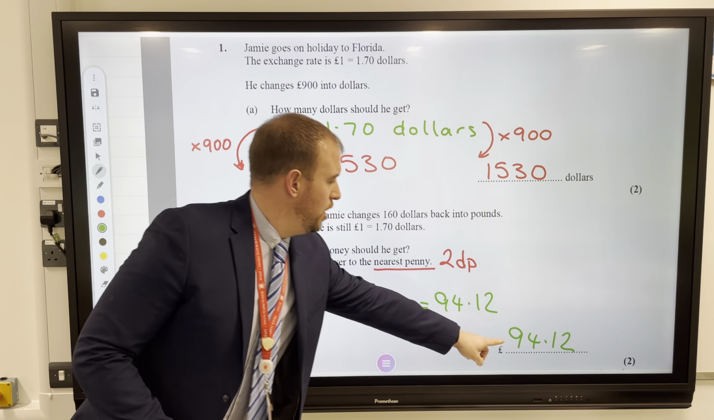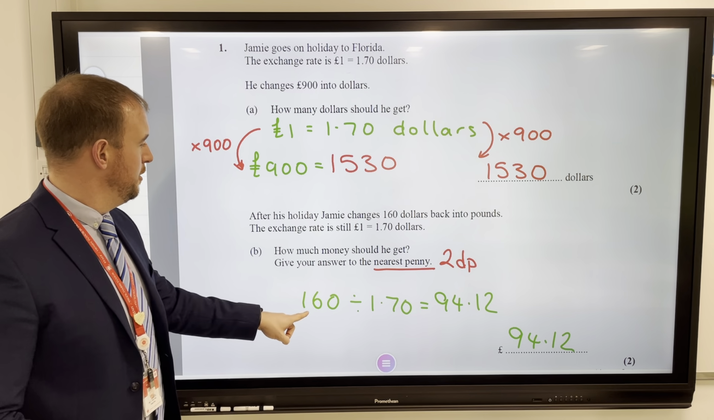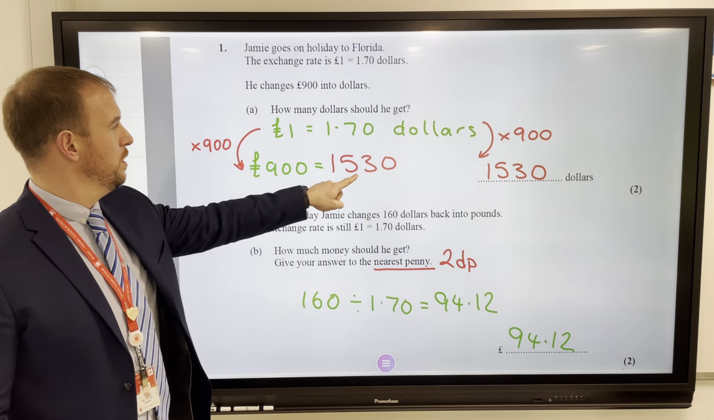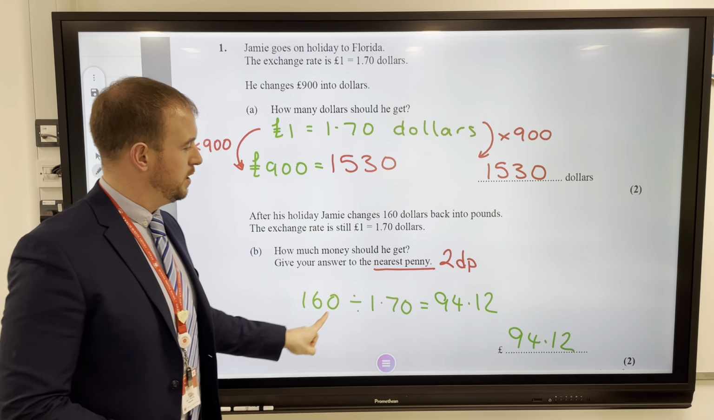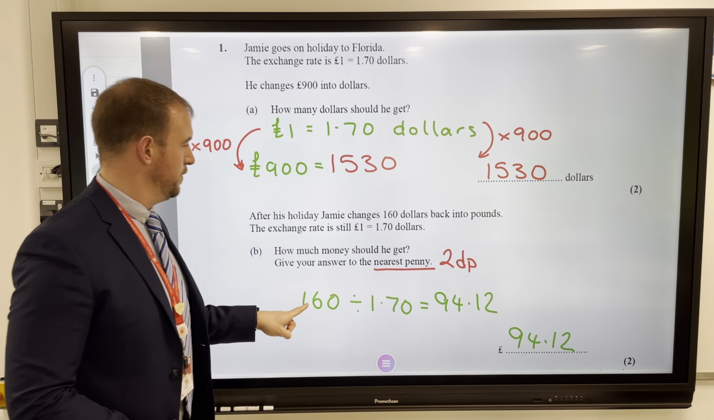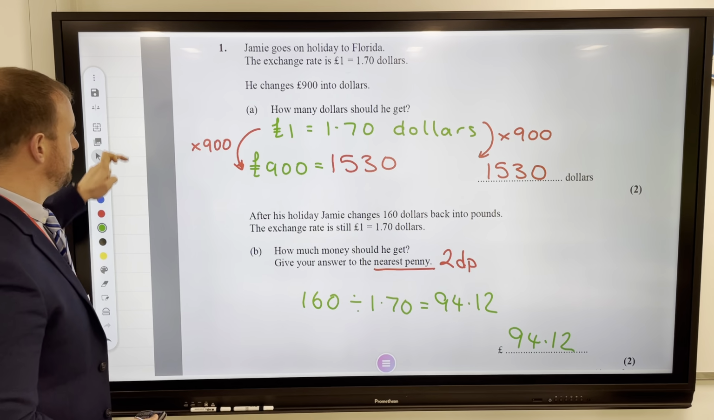Does it make sense? We have a smaller amount of pounds than dollars. Yes, that makes sense, because we know it's going to be a lot more dollars than pounds. So if we're going from dollars back into pounds, this number is going to be smaller than this 160. Just bear that in mind.